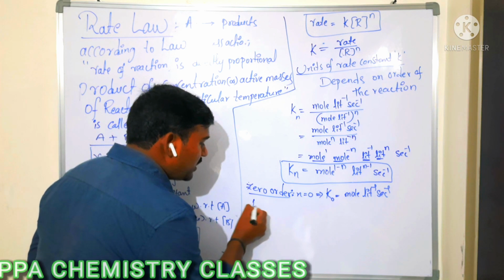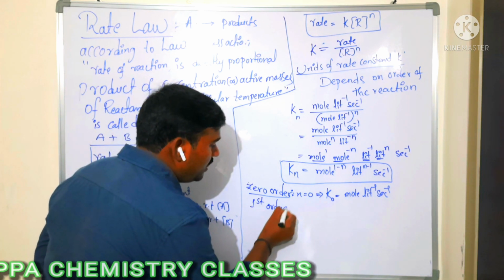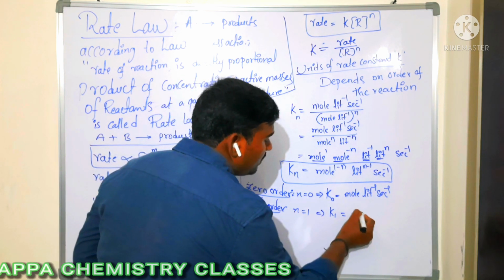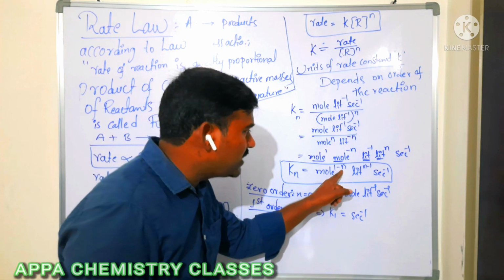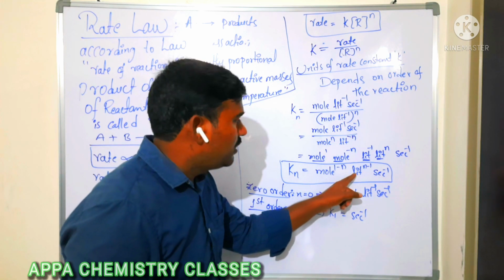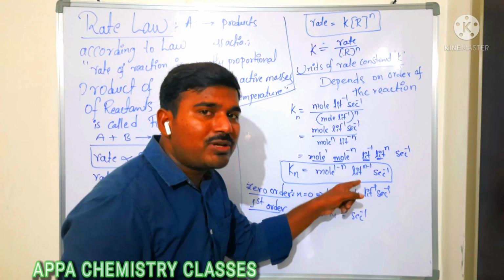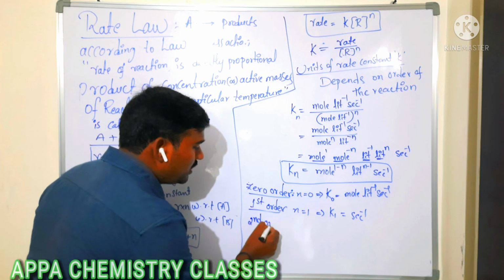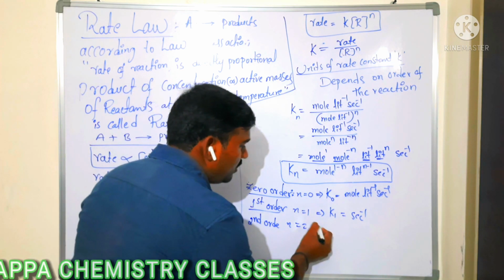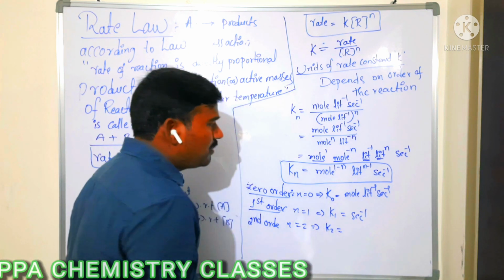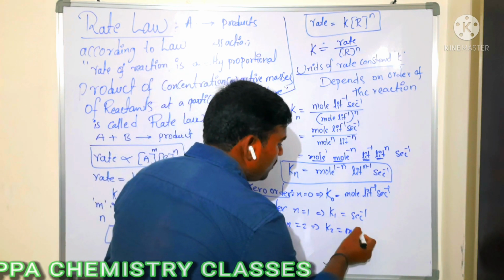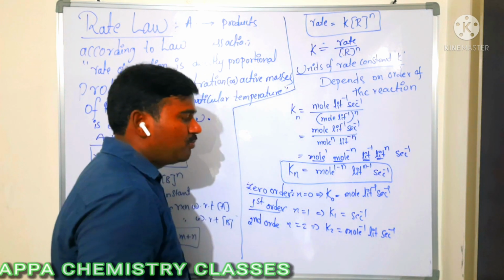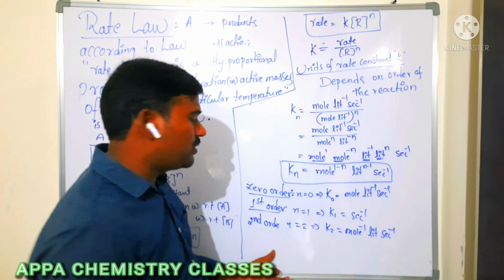In case of first order reaction, n is equal to 1. Then K1 unit will be per second. You can substitute here 1 minus 1, that is 0. So liter power 1 minus 1, anything power 0 is 1. So second inverse. Now in case of second order, n is equal to 2. For K2, units will be mole power minus 1, liter power plus 1, second inverse. Per mole, liter, second inverse. That is the unit of second order.